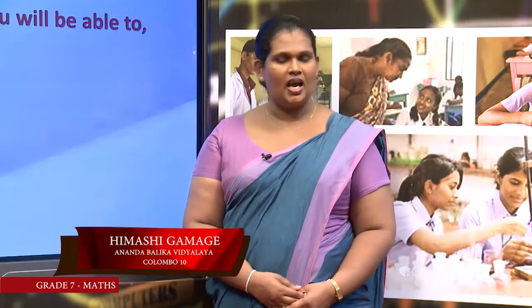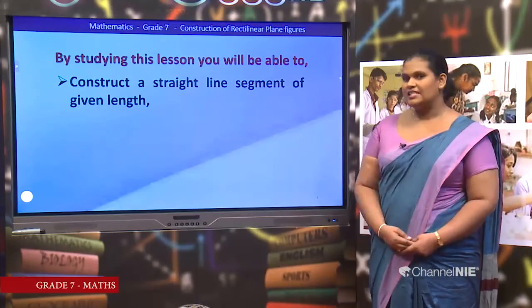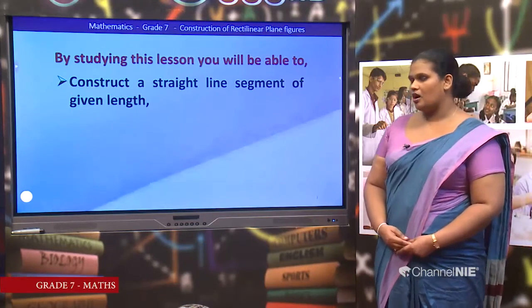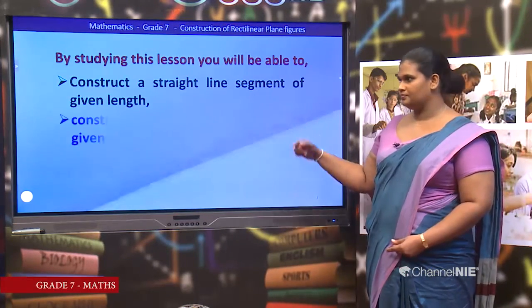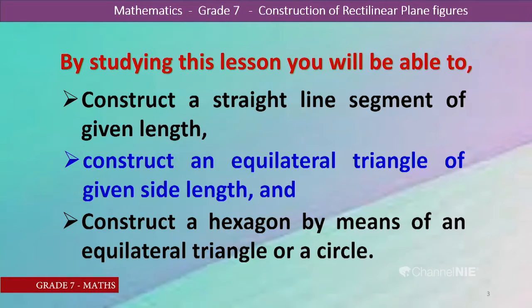Right. Before moving to the lesson, I thought of telling you what you are going to learn after studying this lesson. So, by studying this lesson, you would be able to construct a straight line segment of given length, construct an equilateral triangle of given side length, and construct a hexagon by means of an equilateral triangle or circle.